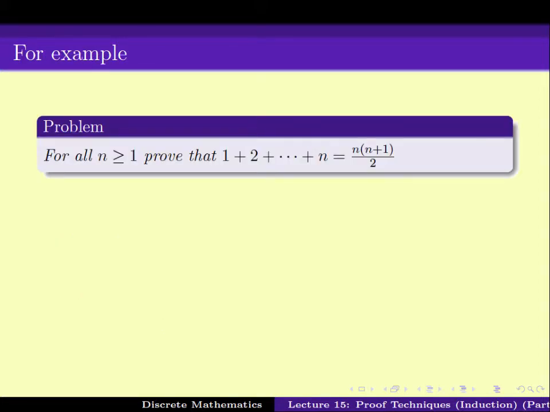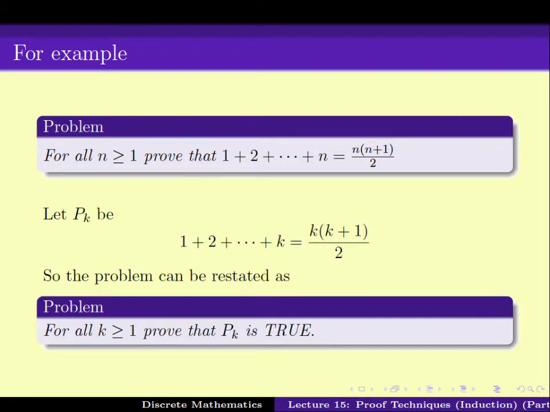So we saw some few examples of how to split up the problem. The example that we saw last time was that for all n, if we have to prove that the sum of first n integers is n into n plus 1 by 2, we can then split up this problem as, for a particular k, the sum of first k integers is k into k plus 1 by 2, and then we have to prove that this statement is true for all k.